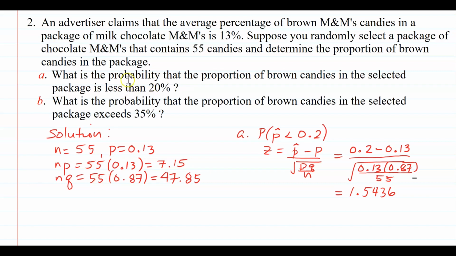So because normal approximation is appropriate, then we can set up the probability question in terms of p hat. So we want to find the probability that p hat is less than 20% or 0.2, right? So that's question A. And after we set this up, we're going to solve for the z value because we're going to use normal approximation. And our z value is p hat minus p over the square root of pq over n. Our p hat is 20% or 0.2, minus p is 0.13, and we divide it by the square root of 0.13 times 0.87 divided by 55.